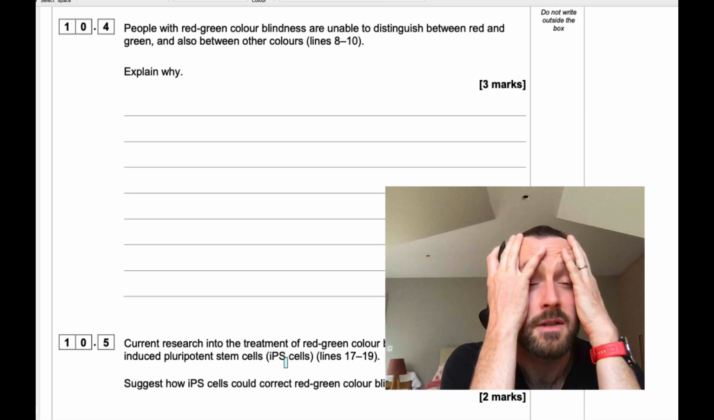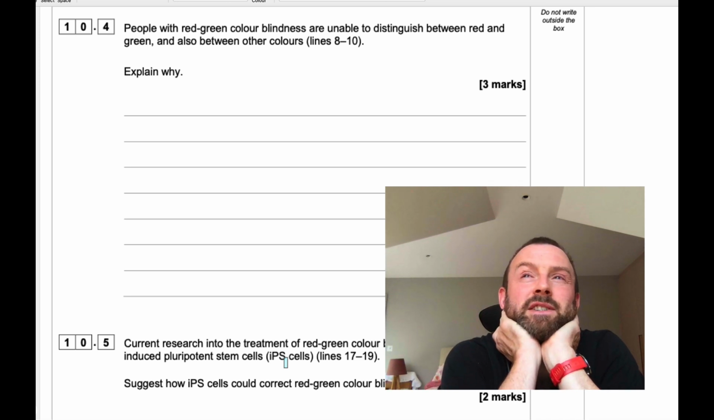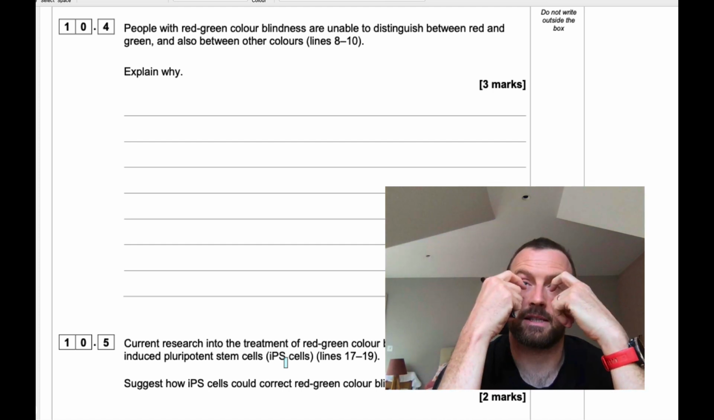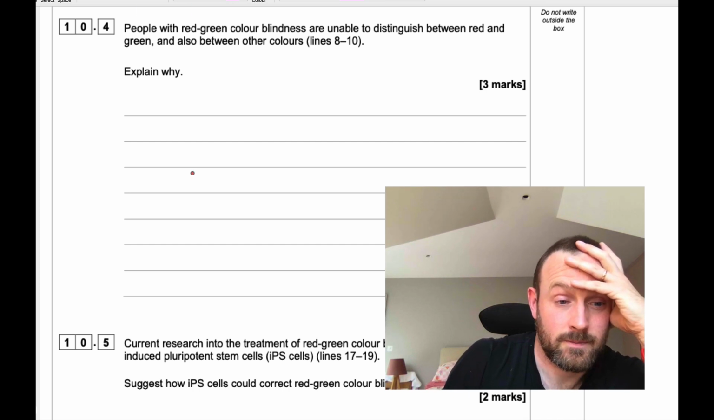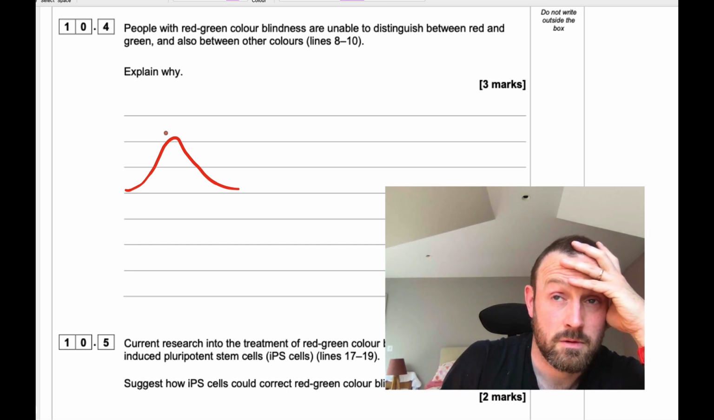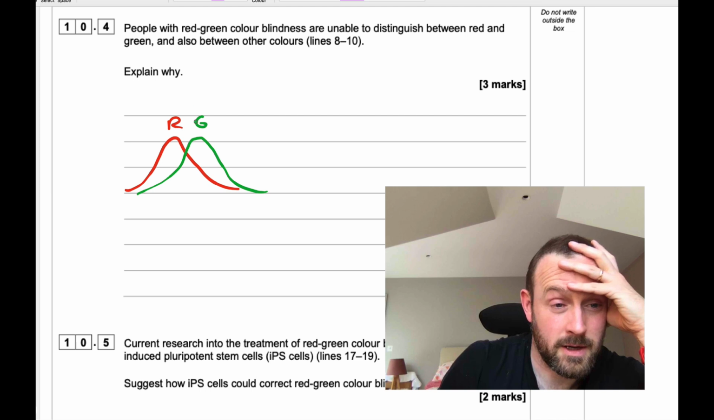How do I explain this? So their green sensitive cones do not detect green light. So whether they see a red object or a green object, I'm really struggling to articulate this. So the sensitivity of the cones is like this: red, and then the green cone is quite close actually, like this, and then blue is way over here somewhere.